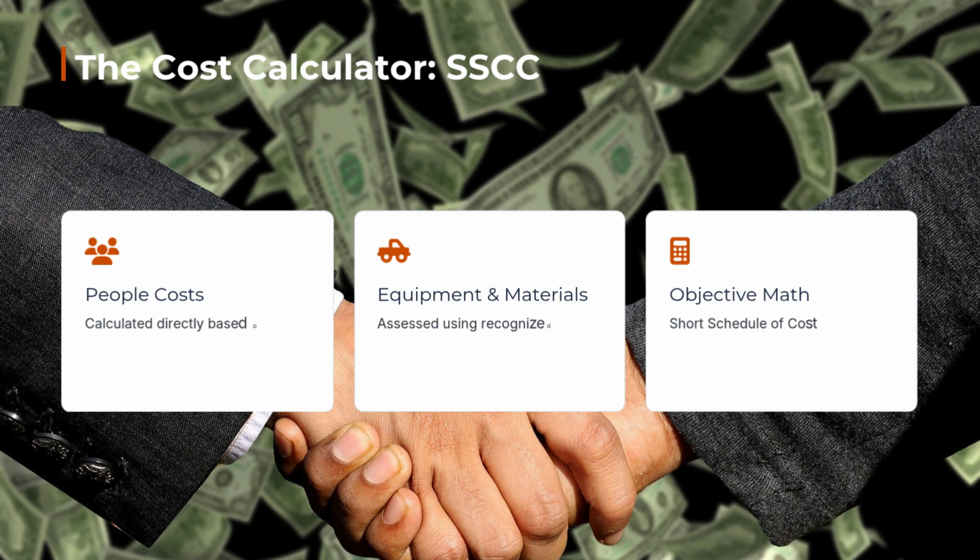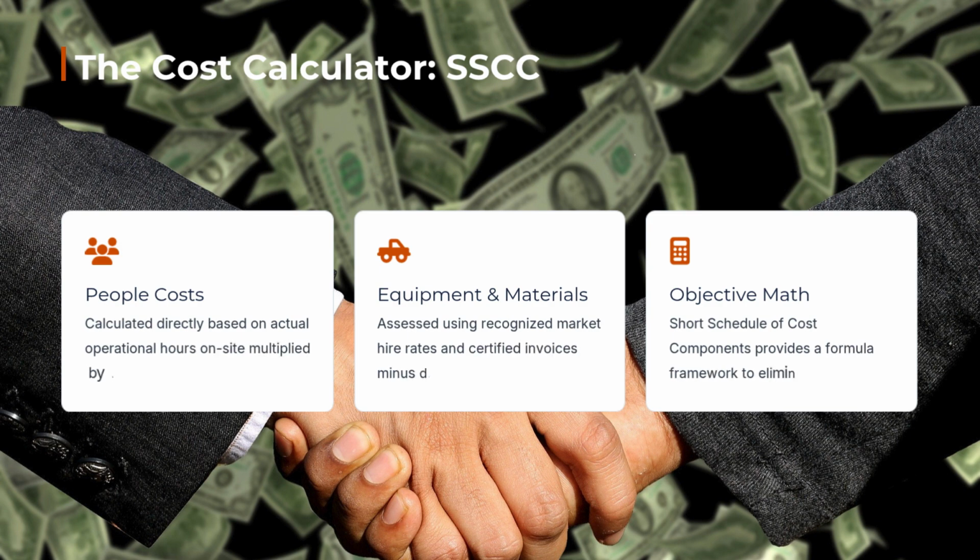Finally, how do we calculate actual costs when a change or an unexpected event occurs? We use the short schedule of cost components, often abbreviated as the SSCC. Instead of arguing about market rates or using arbitrary prices when a disruption happens, the short schedule provides a strict mathematical framework for calculating changes. It lists exactly what you are allowed to charge for people, equipment, plant, materials, and insurance. It is the objective calculator that keeps financial assessments clean and transparent.